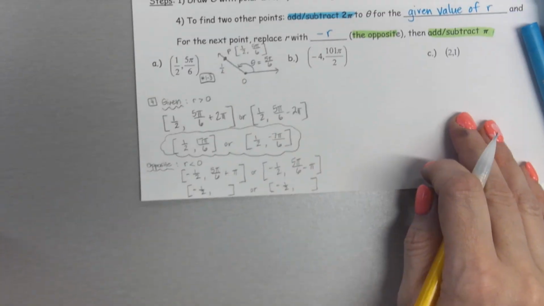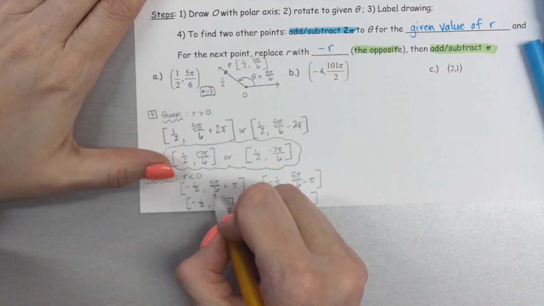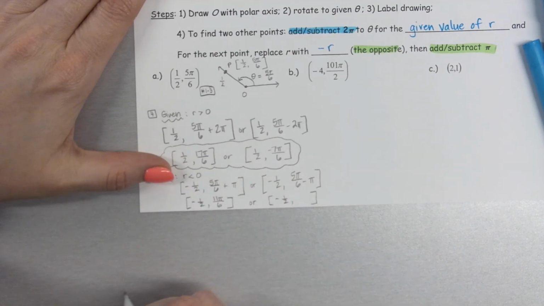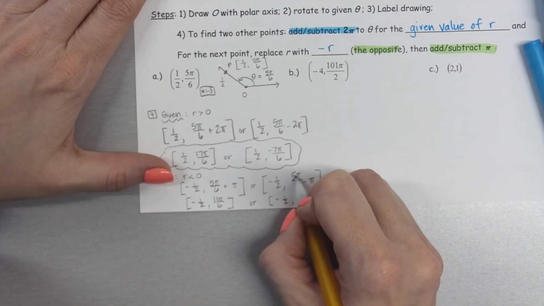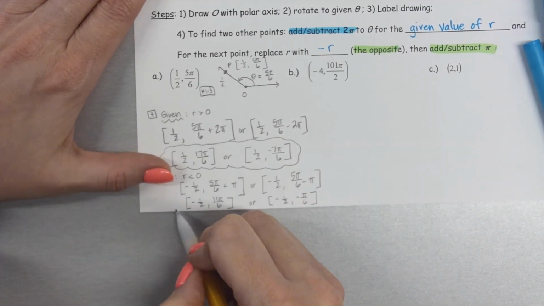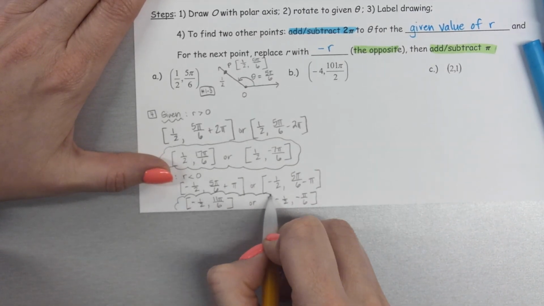Okay, so if you're adding π, you're just adding 6. So 5π plus 6π is 11π/6. When you subtract 6, 5π minus 6π is negative π/6. Those are going to be your two negative answers.